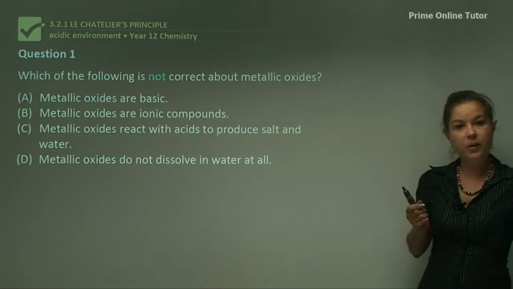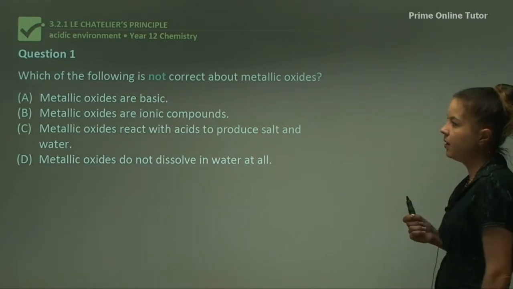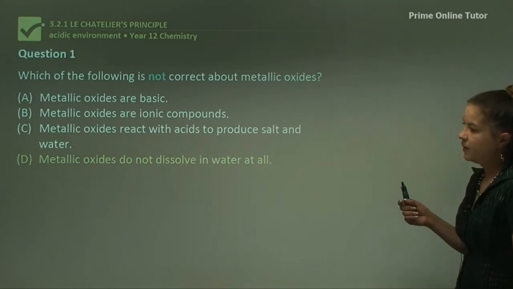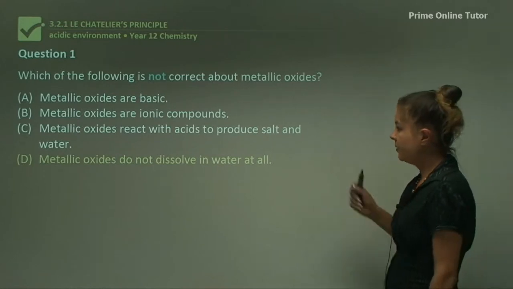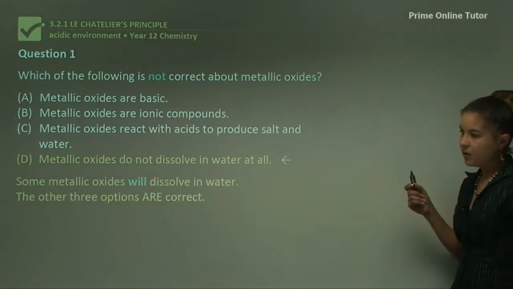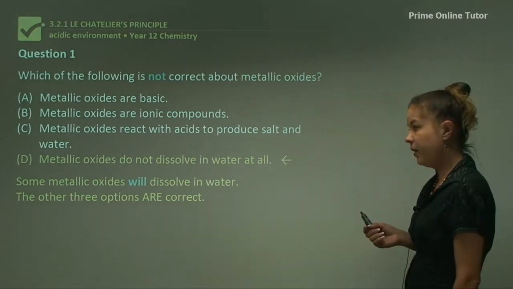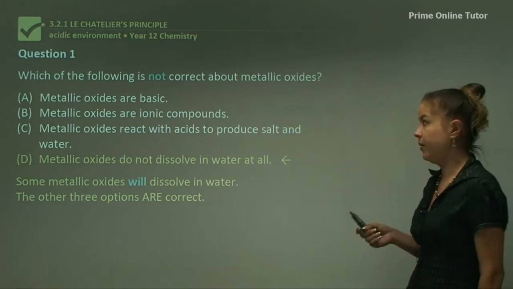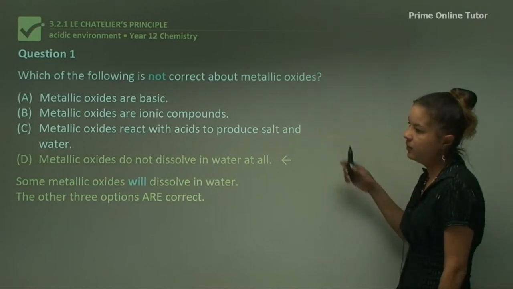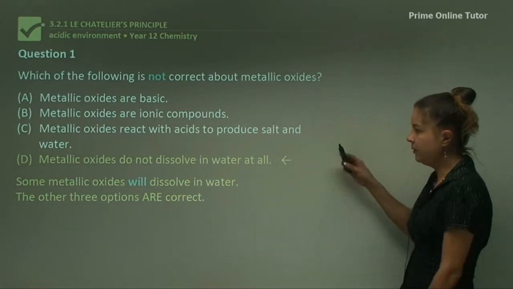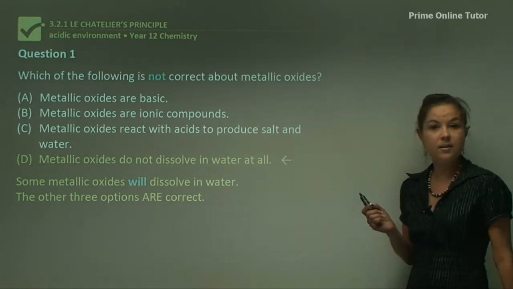So now we'll look at some questions. Which of the following is not correct about metallic oxides? The answer is: metallic oxides do not dissolve in water at all. I'll describe why that is. Some metallic oxides will actually dissolve in water, so therefore D is incorrect, and the other three options are correct, so they're not the answer. Metallic oxides are basic. Yes, that's true. They are ionic compounds. Yes, they are. And they react with acids to produce salt and water. Yes. So that's why the answer to this is D.